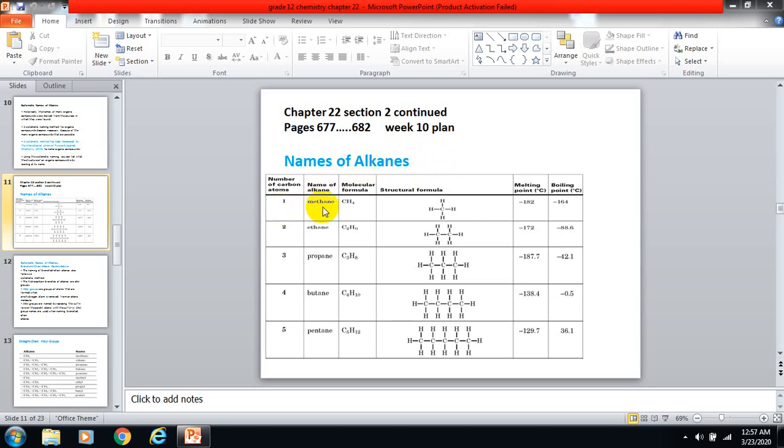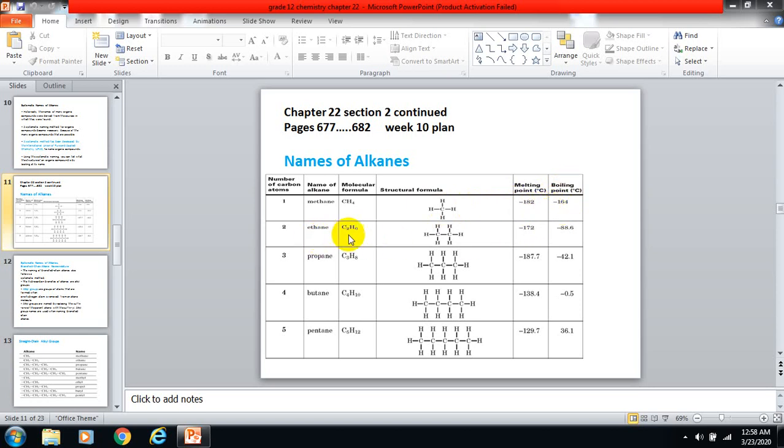Number one, methane, A-N-E, methane. Molecular formula is CH4. Structure formula is C branched H4. Look at CH4, C is 1, and H4, 4 are attached to this carbon atom. As it is a pure hydrocarbon, C is considered to be the backbone. Melting point is minus 182 Celsius and boiling point is minus 164, which can be helpful for you as far as your SAT exam is concerned.